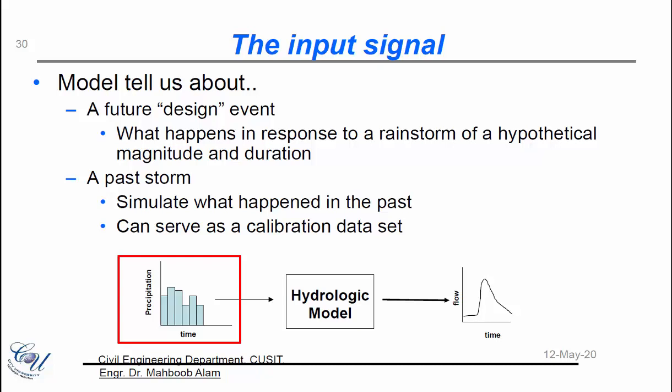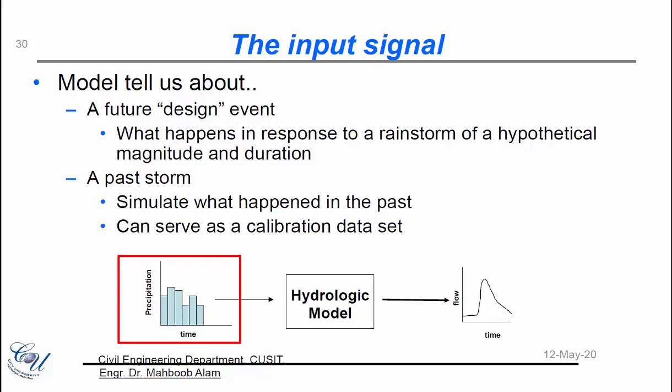What we can use a model for is, first of all, a future design event. Once you have a developed hydrological model, and you know that for, let's say, 20 millimeters of precipitation, your catchment is producing, let's say, 100 cubic meters of water per second, then you can manage things in future, and you can say that, okay, for 20 it is reacting like this, then how would my catchment be reacting for, let's say, 40 millimeters of precipitation.